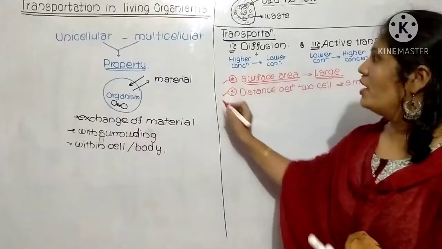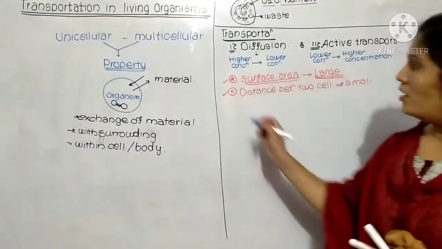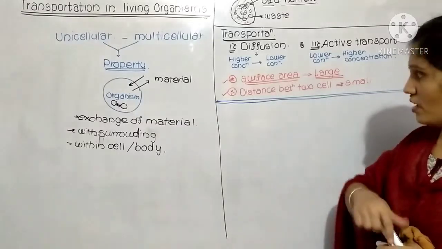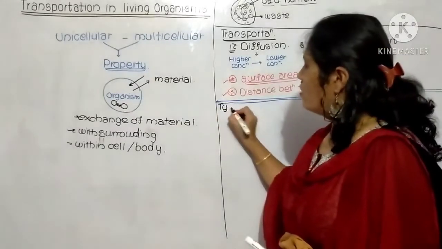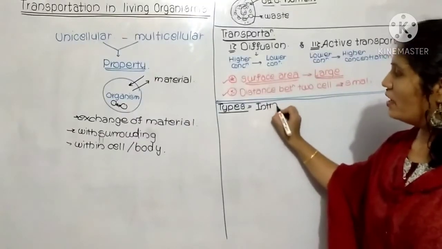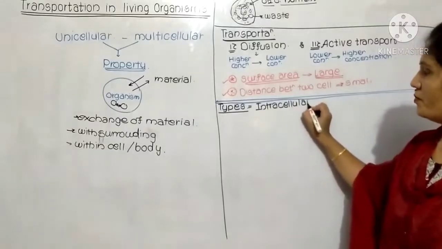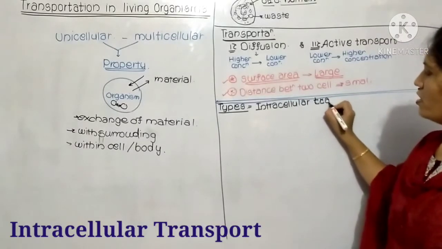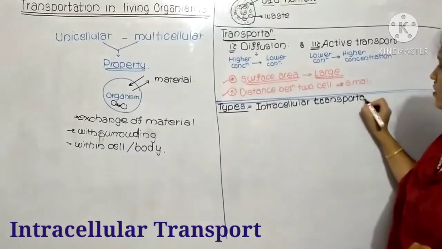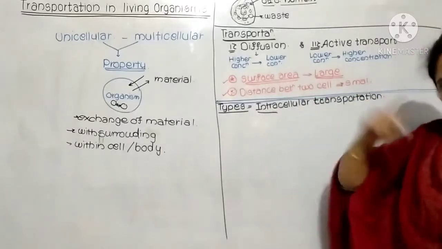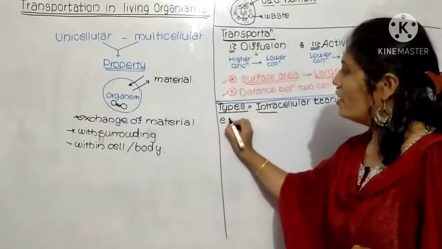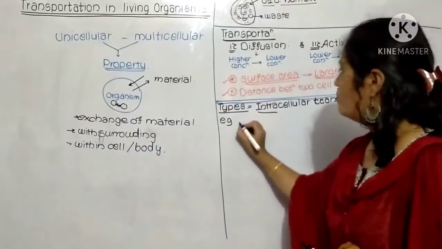Now we are going to study the types of transportation. There are two types. One type of transportation is known as intracellular transportation. The name itself gives information: intra means inside the cell only. The exchange of material takes place inside the cell only. This intracellular transportation generally takes place in the paramecium.